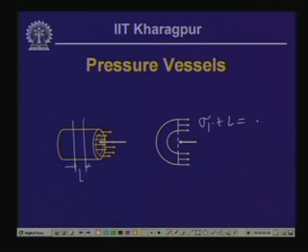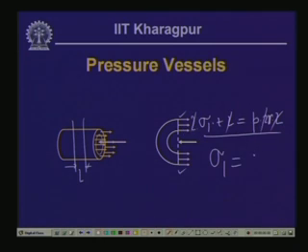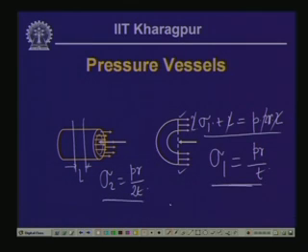This was equal to P times twice R times L, and from which we had calculated that this L gets cancelled. So, sigma is equal to, this is twice of this because you have this as well as this, so this 2 also gets cancelled, and it is equal to P r by T, and consequently the longitudinal stress sigma 2 we had obtained as P r by twice T. Now, in case of spherical vessel, as we have seen right now, we have only one stress which is equal to sigma, and that is equal to P r by twice T.